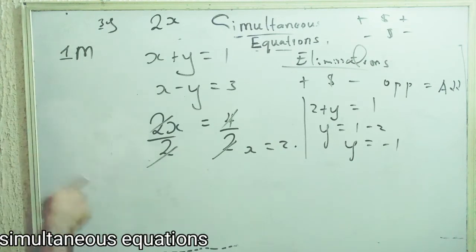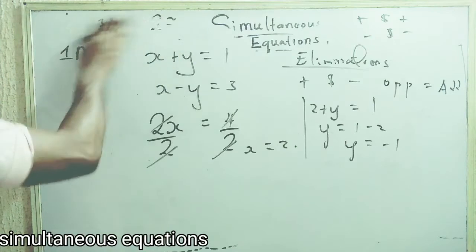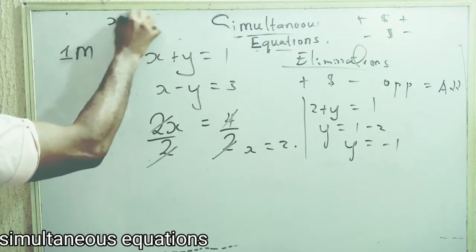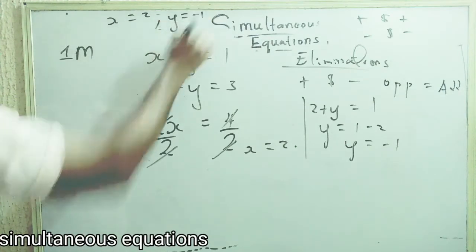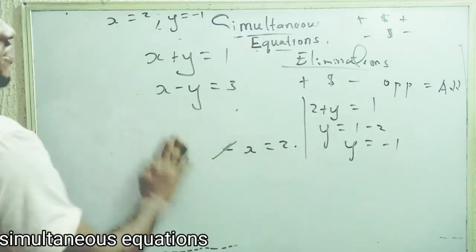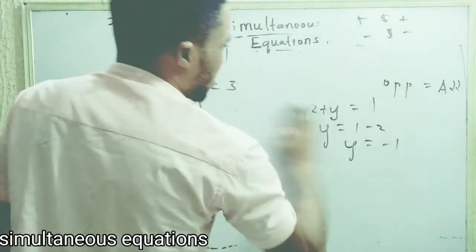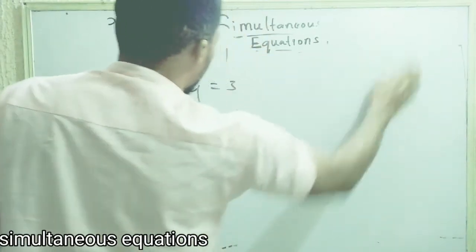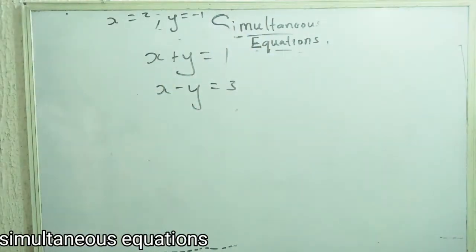Now, I am going to use the substitution method to solve the same. And in each case, I should be getting the same value: x is equal to 2, y is minus 1. That will be our answer. Any method I use, I'm not supposed to get a different answer no matter the method I'm going to use. Now over to the substitution method.